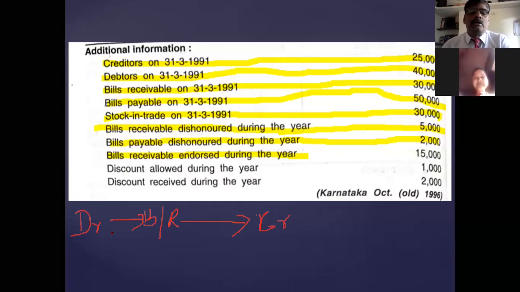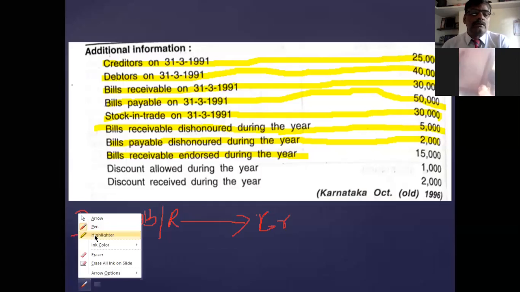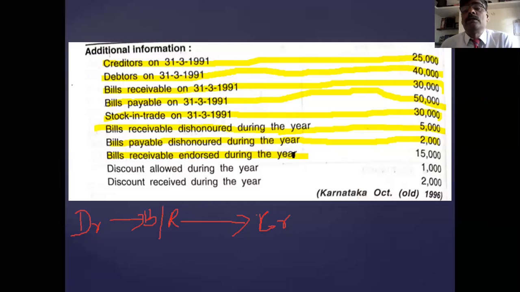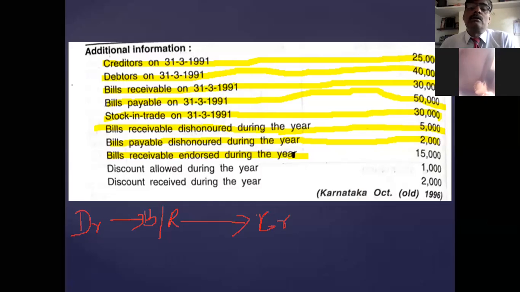Okay. Once again, I'll tell you regarding this. Bills receivable endorsed. Here you have to enter first in the creditor account debit side. Second in the bills receivable account credit side. Remember this. Creditor account debit side, bills receivable account credit side you have to enter.